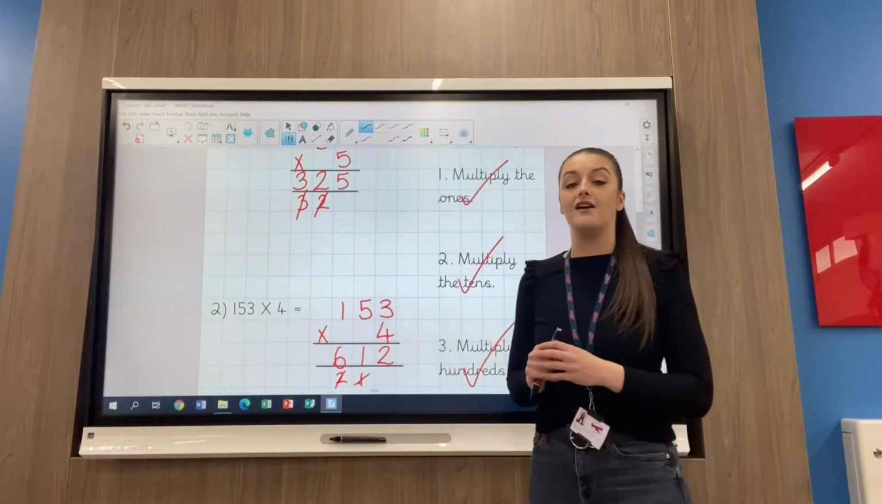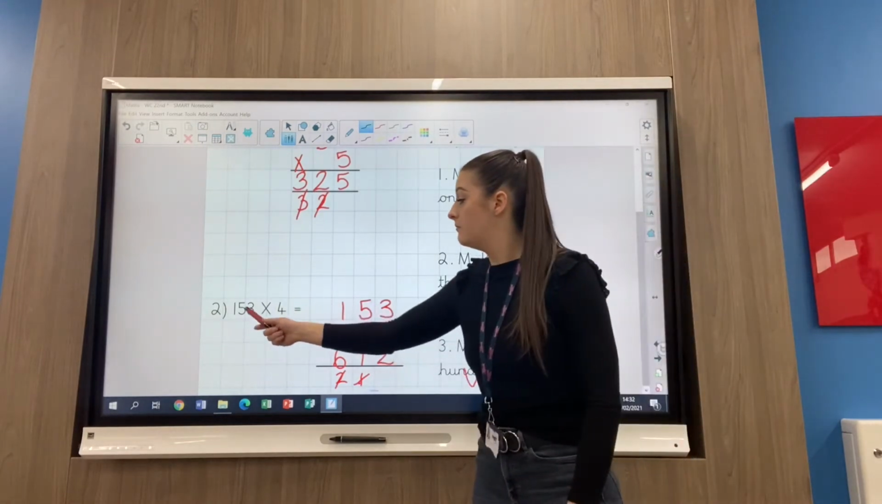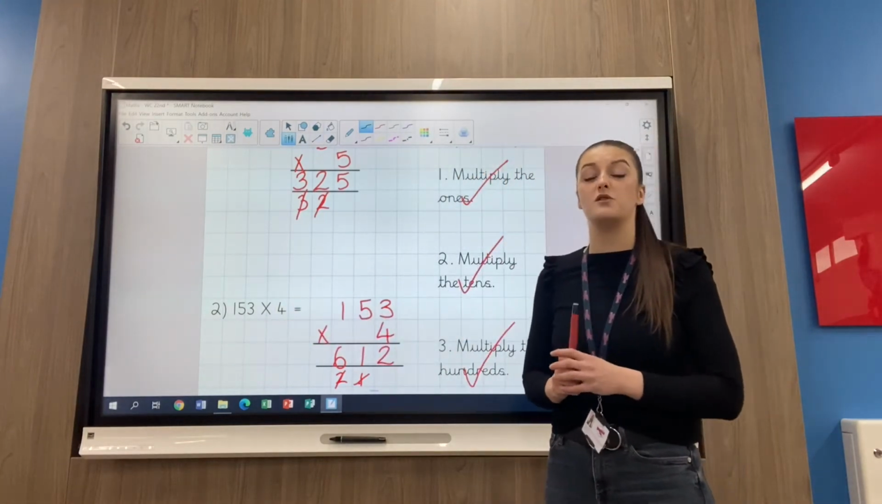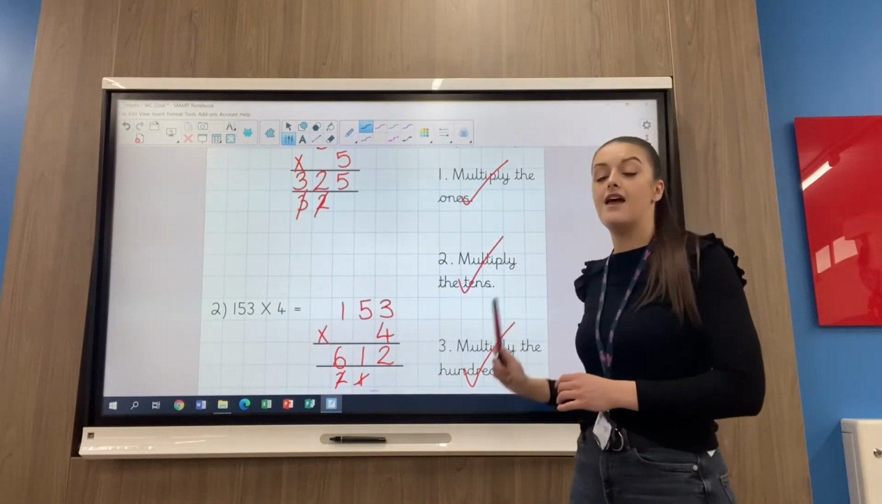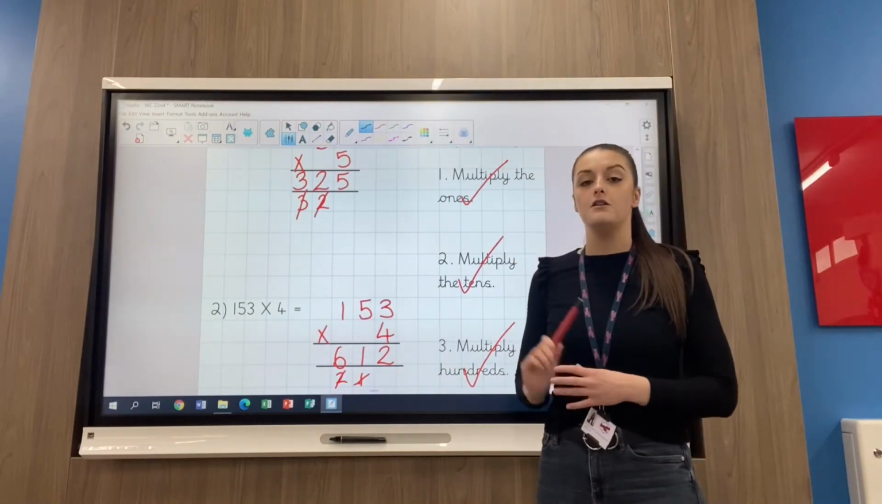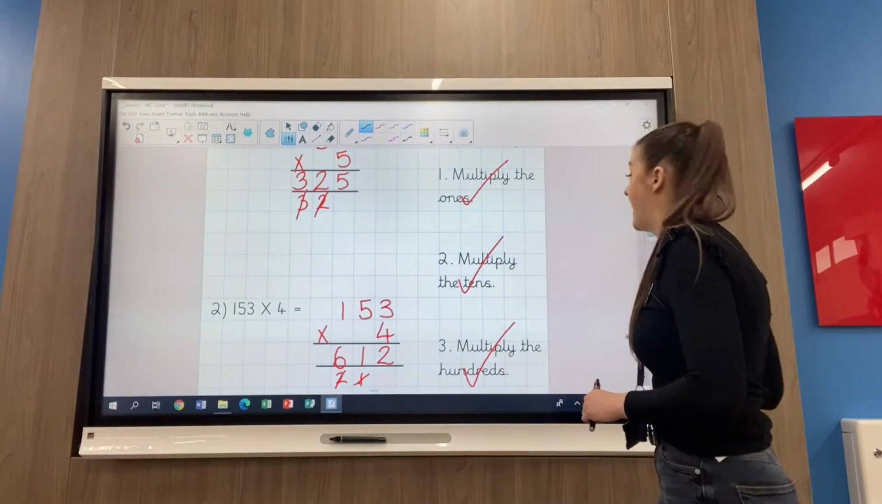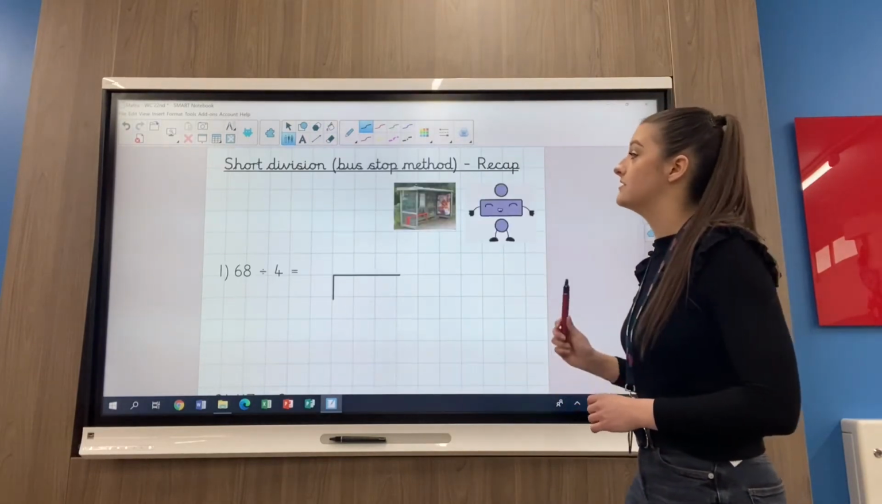So don't panic if you spot a 3-digit number multiplied by a 1-digit number in some of your problems today. Multiply the ones, multiply the tens, then multiply the hundreds. So you might want to wipe your boards clean, and we're going to have a recap of short division.